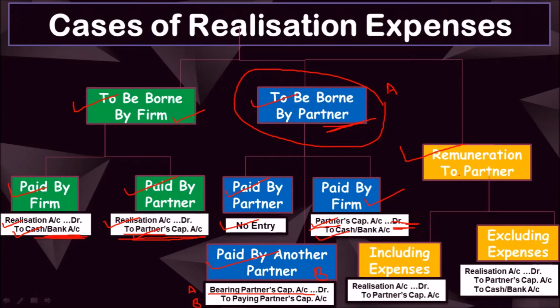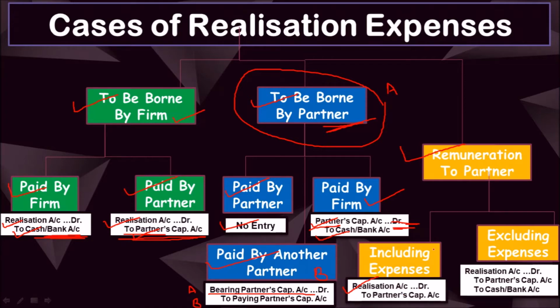If he is supposed to pay the realization expenses also out of that amount, then what entry is going to be passed in the books of the firm? Realization account debit to partners capital account for both, for remuneration as well as expenses. Because we are not passing an entry here for expenses, we are passing the entry for remuneration to a partner, but in the name of realization. That is the thing.